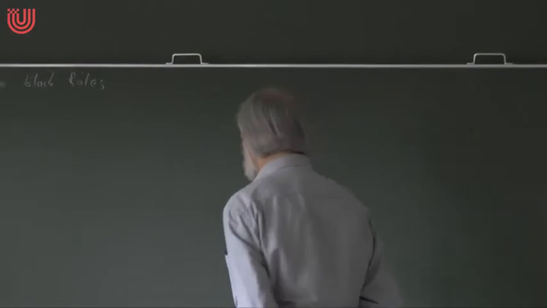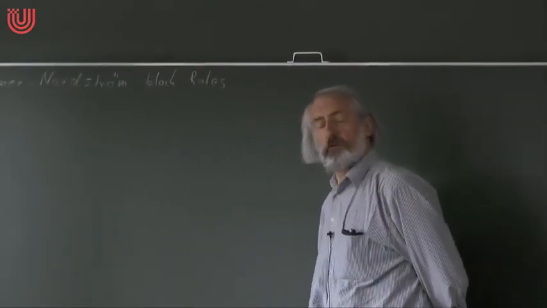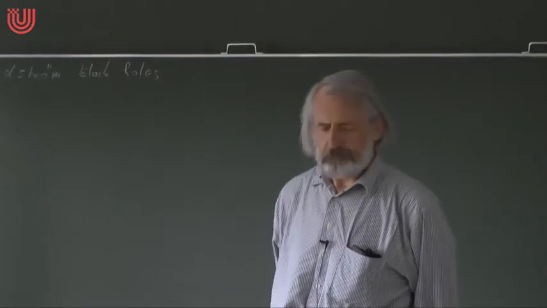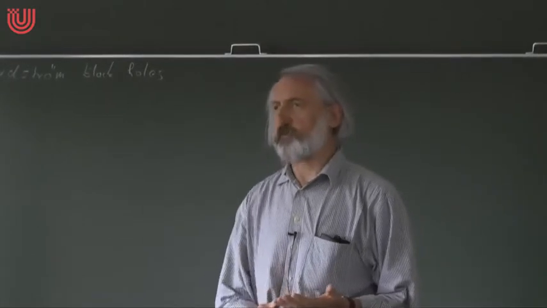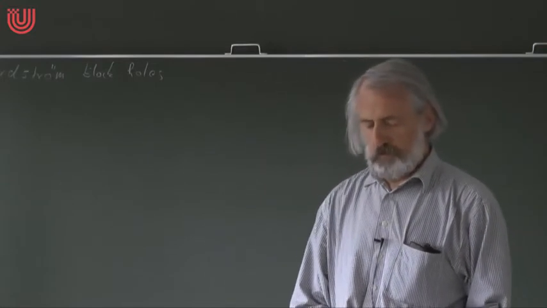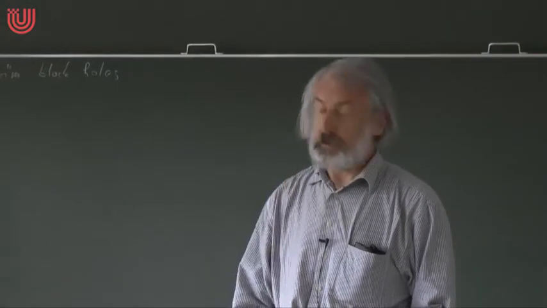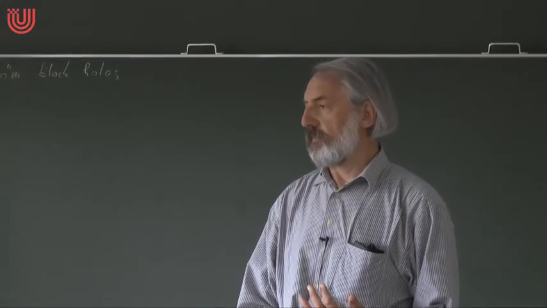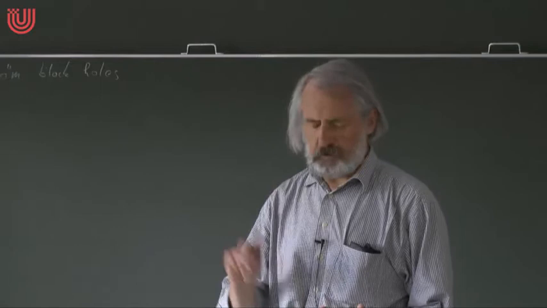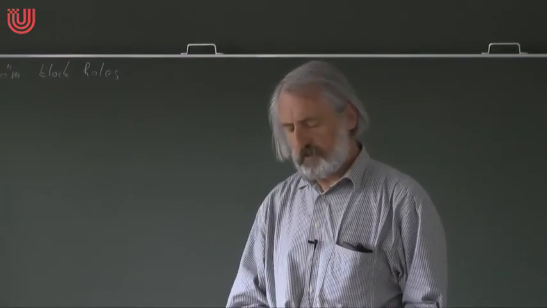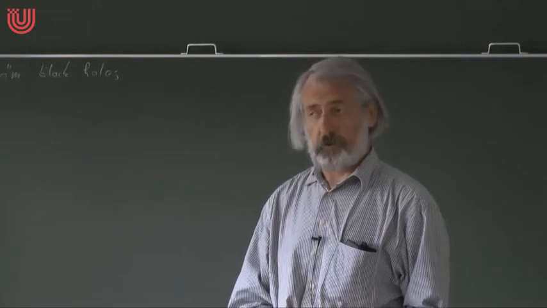So I will proceed in the same way as I did for Kottler. I will not derive the solution, I will just write it down. I think it should be clear what you have to do if you want to derive the Reissner-Nordström solution. You have to write down again the ansatz that your metric should be spherically symmetric and static. Actually, you can prove that it must be static under certain assumptions, but to simplify things, assume that it is static. And then you feed it into the field equation.